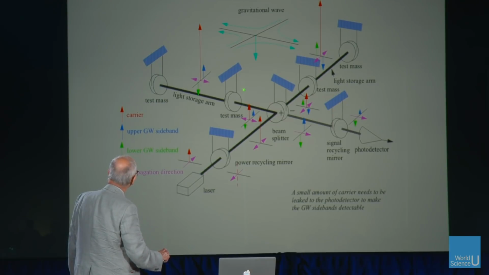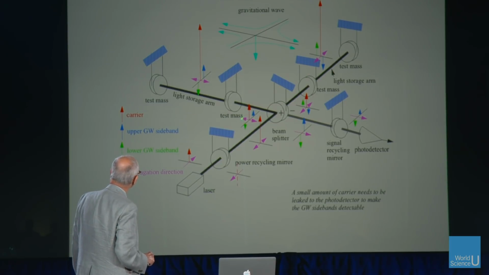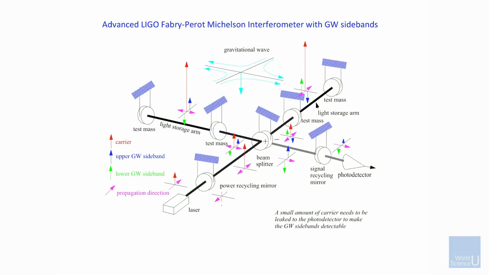And then now a lot of things have been added. You've added a mirror into each arm, so the light bounces back and forth. That's okay. That improves the sensitivity. It makes the sidebands bigger because you hit the mirrors more often, or you do the same space over and over again. And then you notice that there's another mirror here, which wasn't there before. That mirror is called the power recycling mirror.